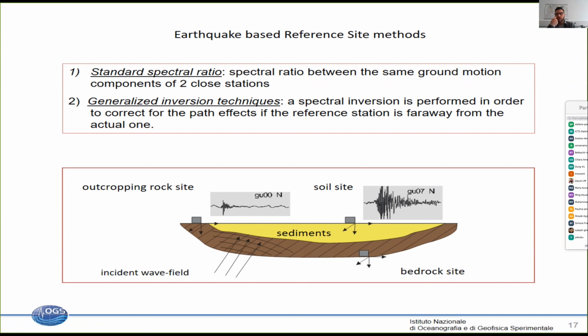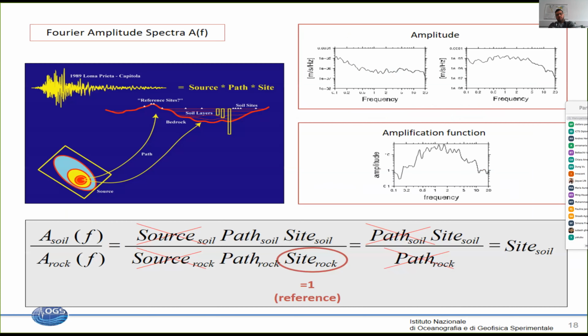This is generally done when we have two nearby stations. In the case we don't have nearby stations, then we have to use a different technique that produces similar results, but decomposes the spectra through an inversion. And this also allows us to obtain a site response, for example, for stations which are relatively far away, or for large seismic networks.